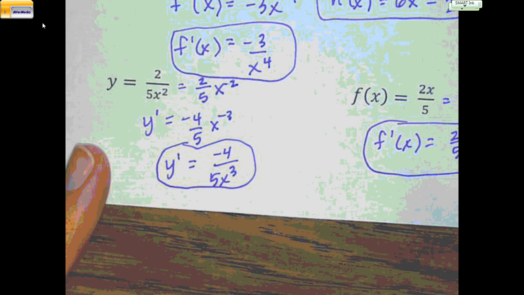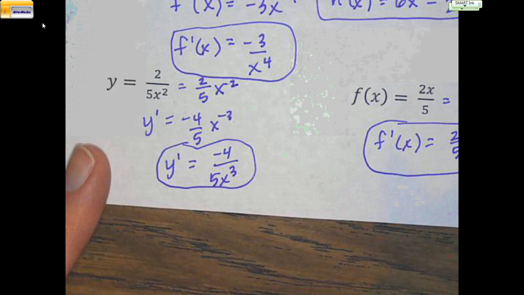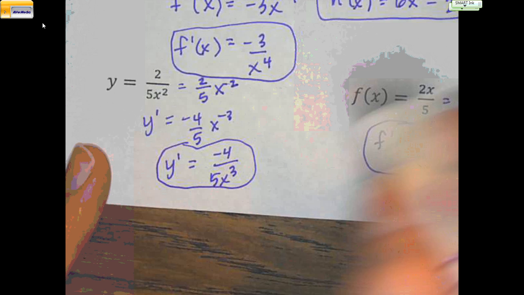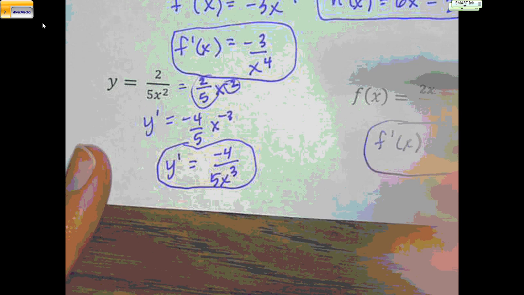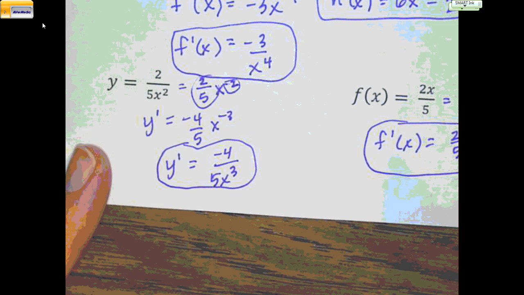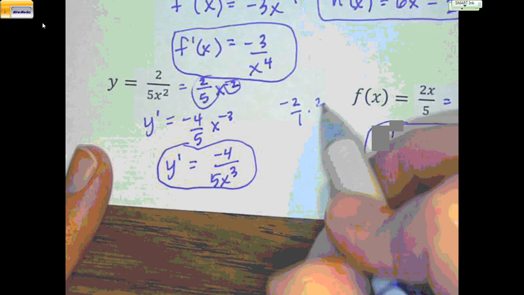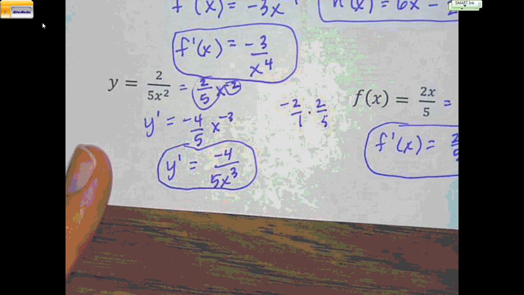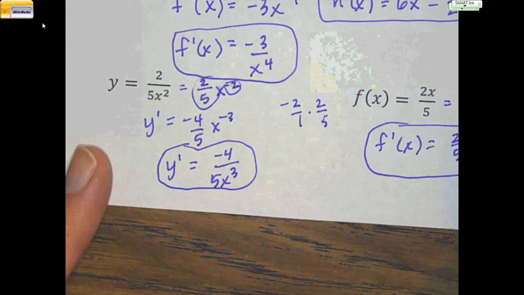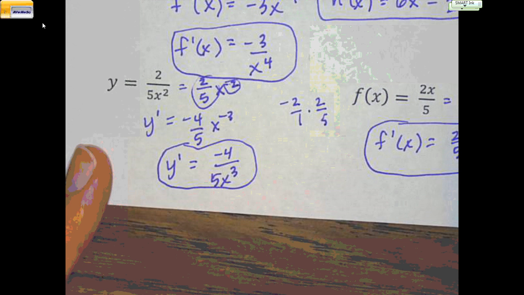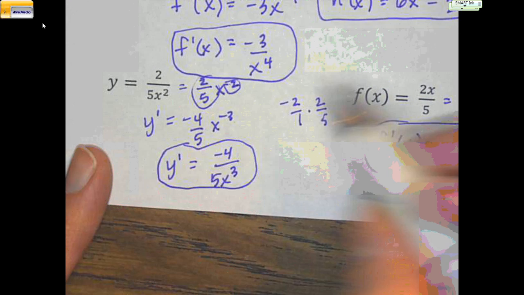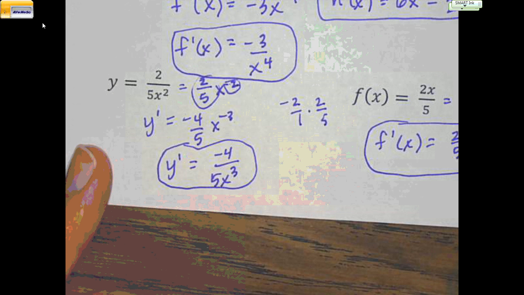Wait, you squared 2/5? How did you get the 4/5? Negative 2 times 2/5. It'd be just like saying negative 2 over 1 times 2 over 5. Negative 4/5. And you subtracted 1 from the exponent. Correct. And then because it's a negative, that sticks it on the bottom. That's positive. Yes, correct.